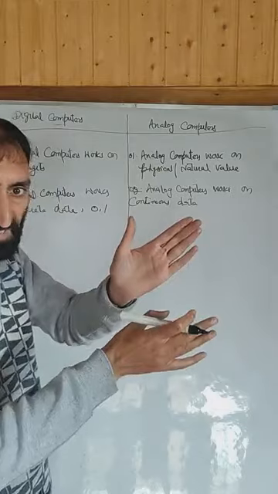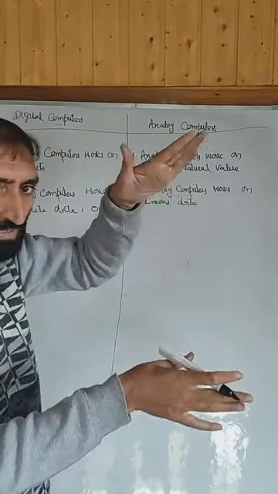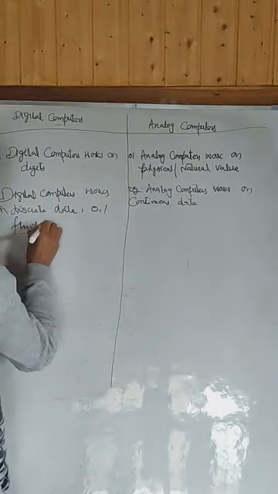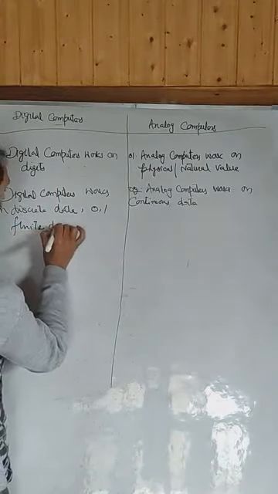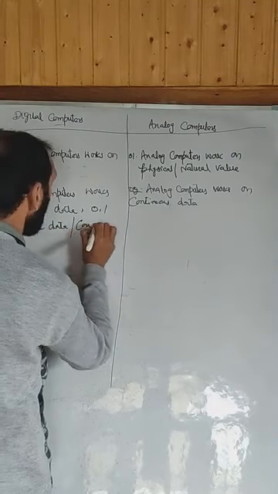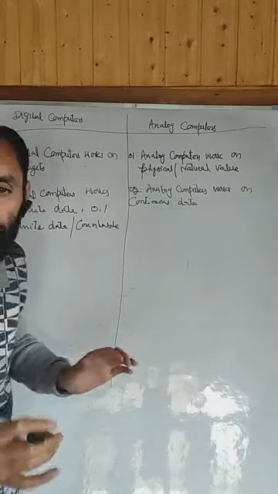Power flow is either off or on, 0 or 1. That means digital computers work on finite data, which is countable data.